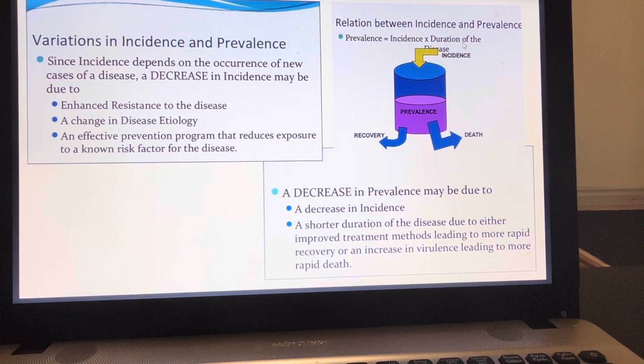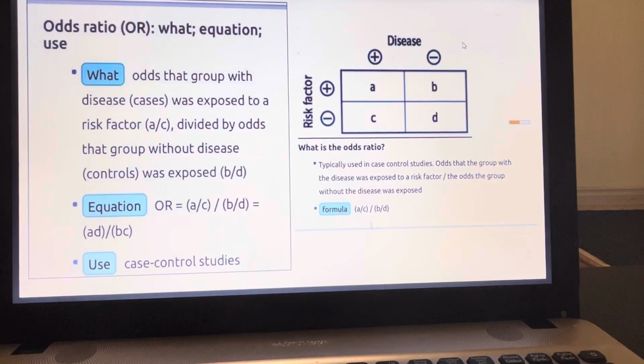A decrease in incidence, or a shorter duration of disease, is due to either more curability and less recurrence, more recovery, or increased virulence that leads to more rapid death. Like the death is very fast, so the existing cases are very few.